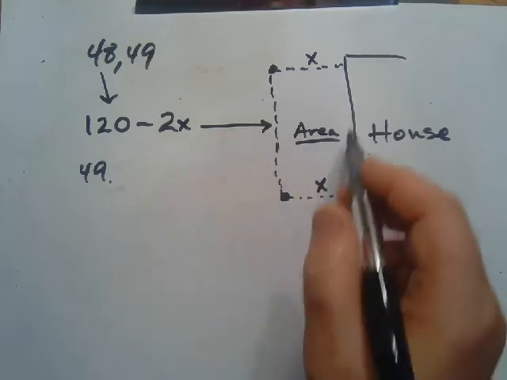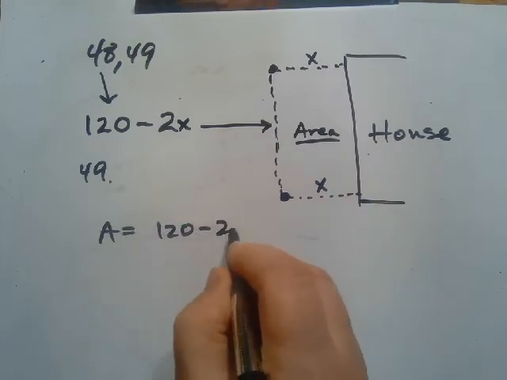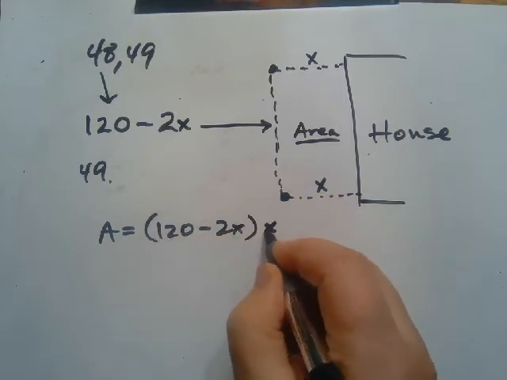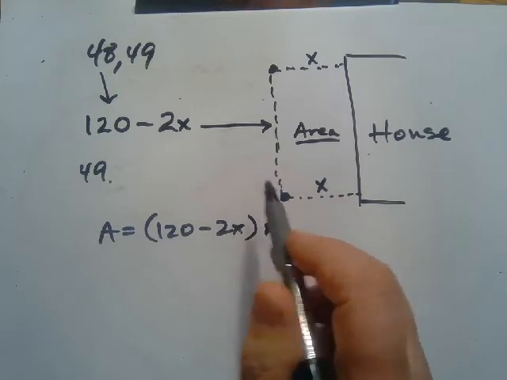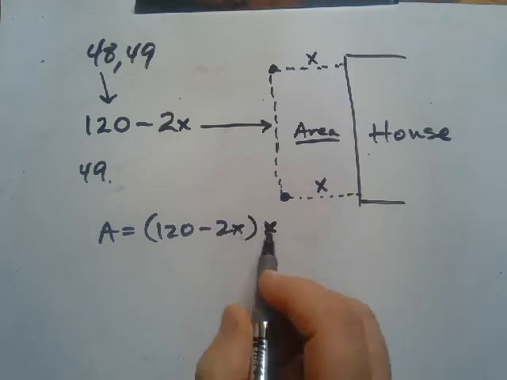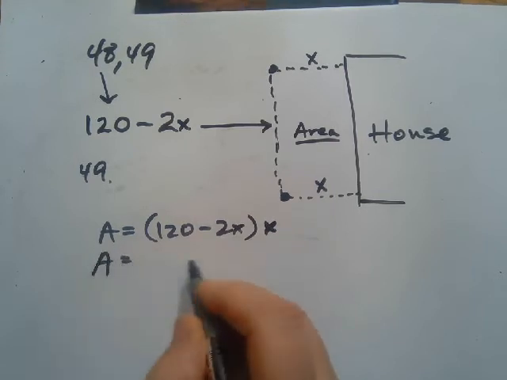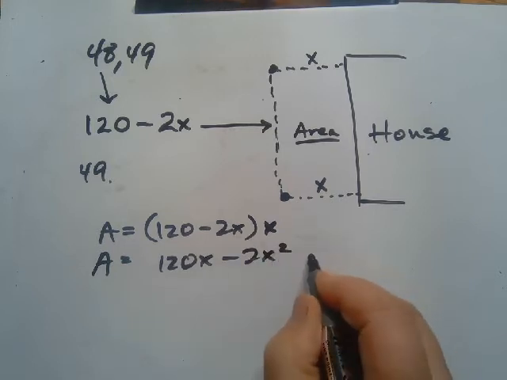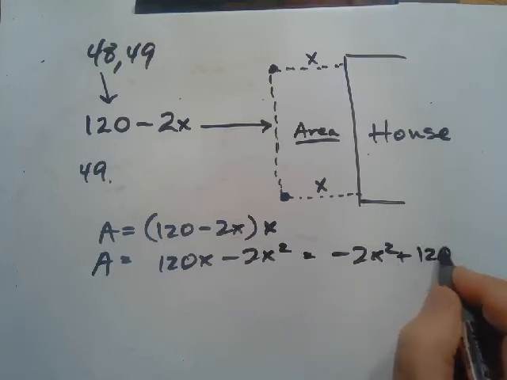Well, the area of this rectangle is found by taking the length times the width. I only need one of the x's. There is the area of the kennel. Okay? Now, that's a formula that you can use to find the area of the kennel. Okay? And so let's expand this by using some algebra here. I got 120x minus 2x squared, or if I rewrite this, it's negative 2x squared plus 120x.